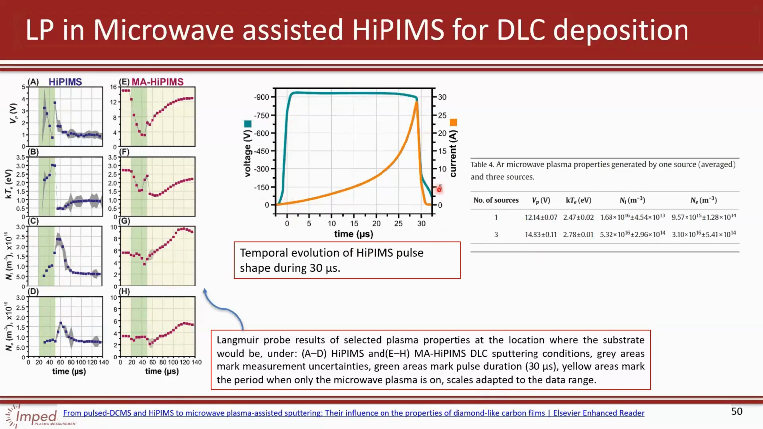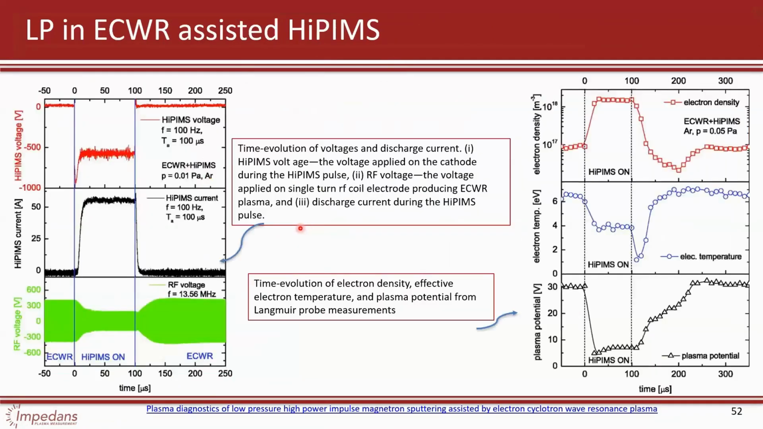Okay, and then this was the source voltage and current for reference, and it was a 30 microsecond on time. So this 30 microsecond on time on the source produced these plasma parameters on the way. And here are some other examples of electron density and other parameters with HiPIMS on and off. And in the afterglow, you can see the plasma potential collapsing, and then the plasma settling.